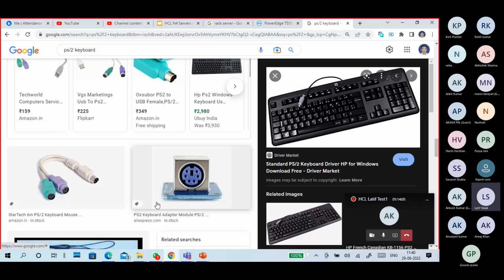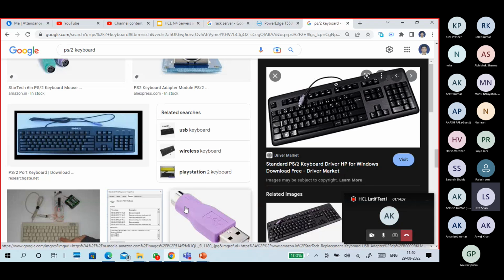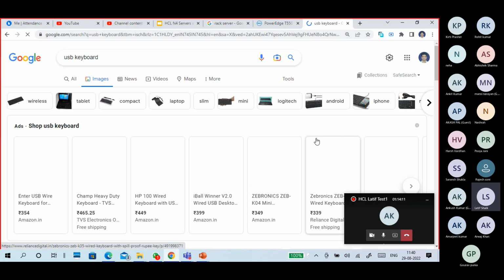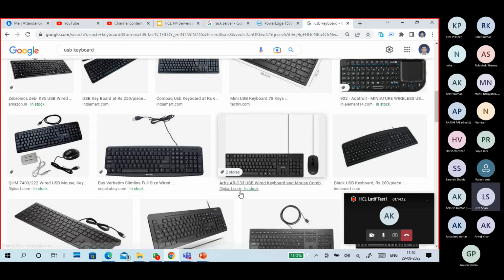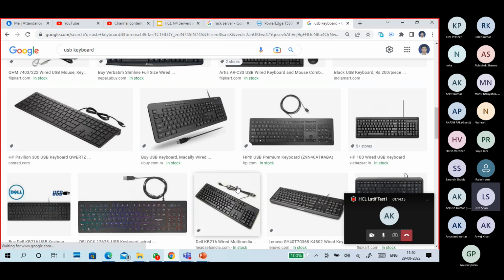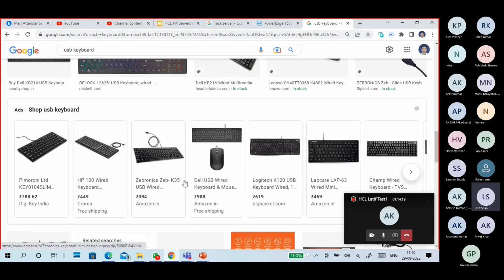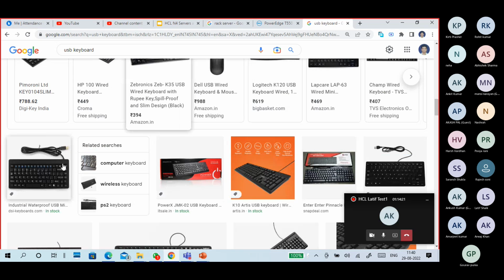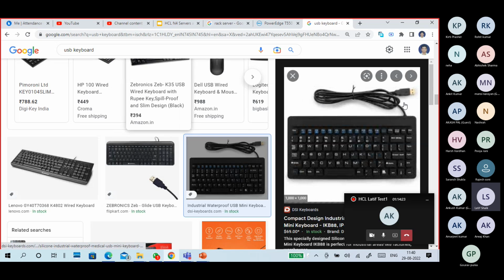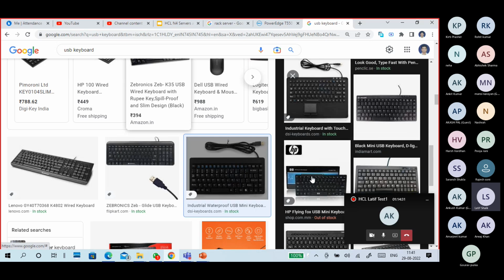USB means Universal Serial Bus. So what is the advantage of it? When the system is running, you can connect the keyboard, the printer, or the mouse. Anything you can connect, anytime, while the system is running. You can connect and disconnect it.